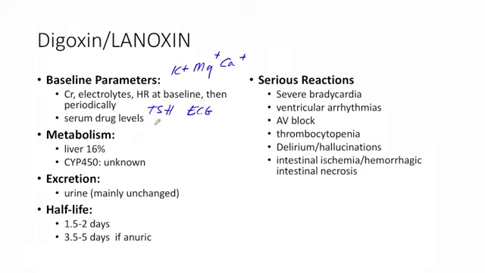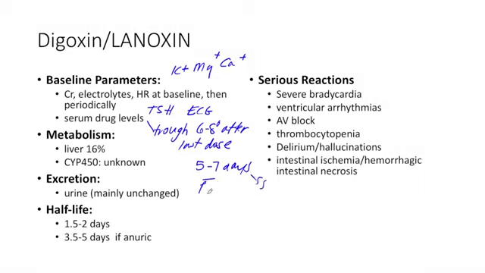And that would be considered trough, which is 6 to 8 hours after the last dose. It should be obtained within 5 to 7 days after initiation, and 5 to 7 days is steady state, and then anytime the dose changes. So when do you get these serum drug levels?